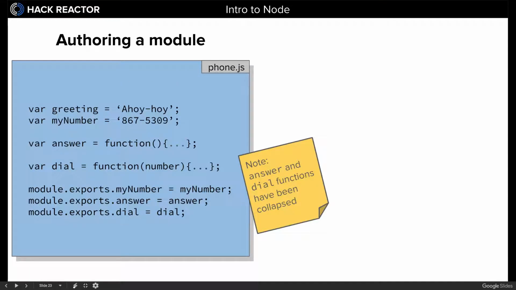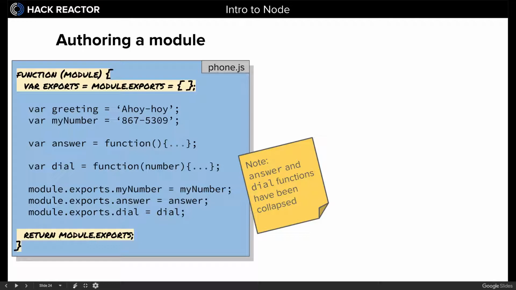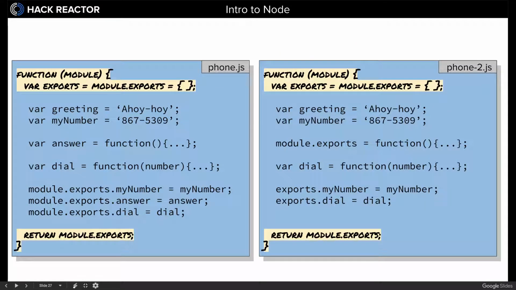Authoring a module: return module.exports. This is just an extrapolated way of how you could return the object overall, instead of having to do module.exports.this, module.exports.that. You could just have an object called module.exports and export everything within that one singular object. And this is just a side-by-side example of two different ways that you could do this.